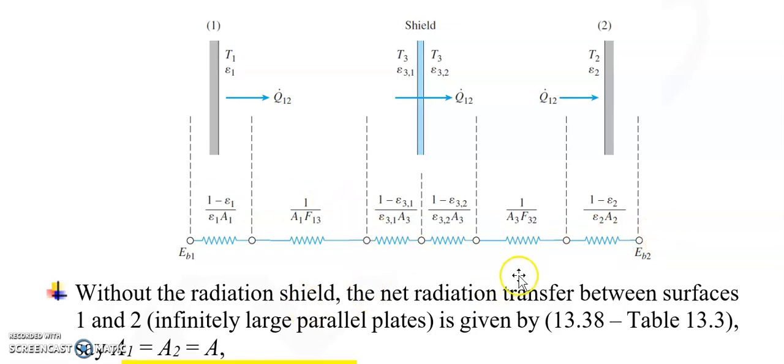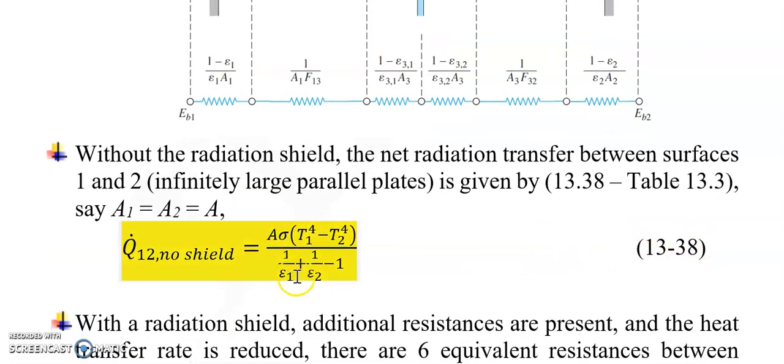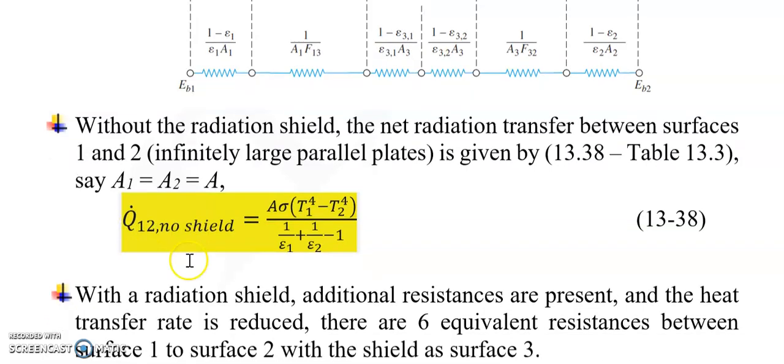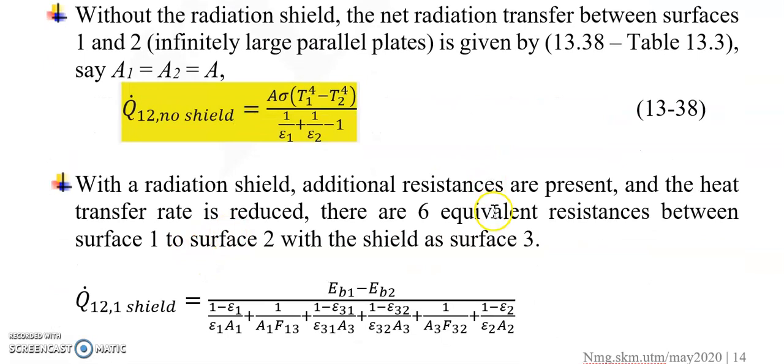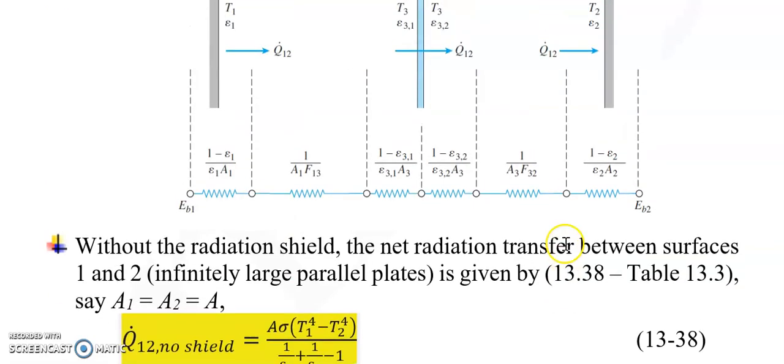Without the radiation shield, the net radiation transfer between surfaces 1 and 2, infinitely large parallel plates, is given in table 13.3, equation 13.38. So it's given here. And because they are infinitely large parallel plates, A1 is equal to A2, which is just A. So you have this equation for radiation exchange between surface 1 and surface 2, no shield. With a radiation shield, additional resistances are present and the heat transfer rate is reduced. There are 6 equivalent resistances between surface 1 and surface 2 with the shield as surface 3.